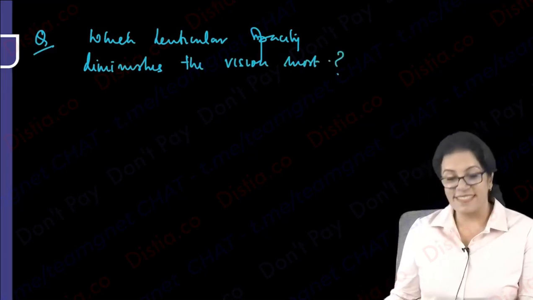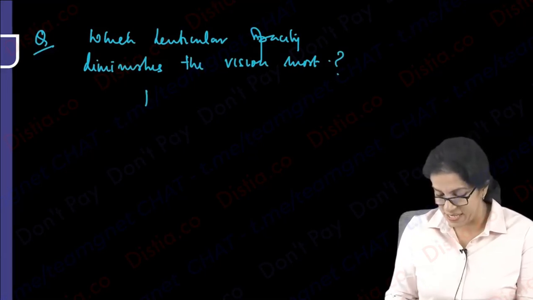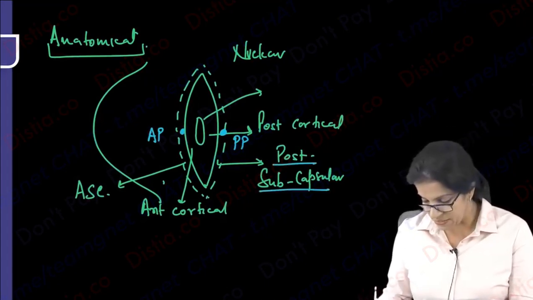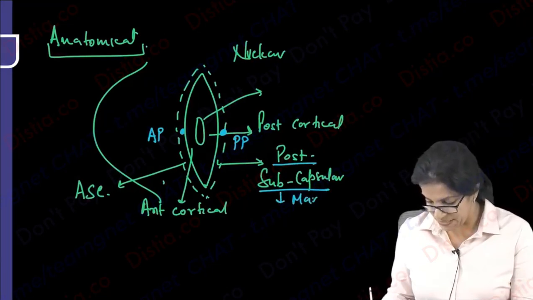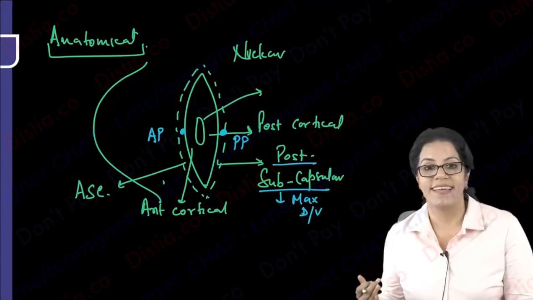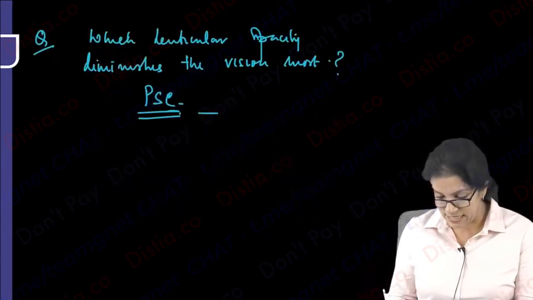And what will be your answer? PSC, posterior subcapsular cataract, causes maximum diminution of vision. Maximum diminution of vision. Why? Next question is why? This is because it is near the nodal point of the eye.